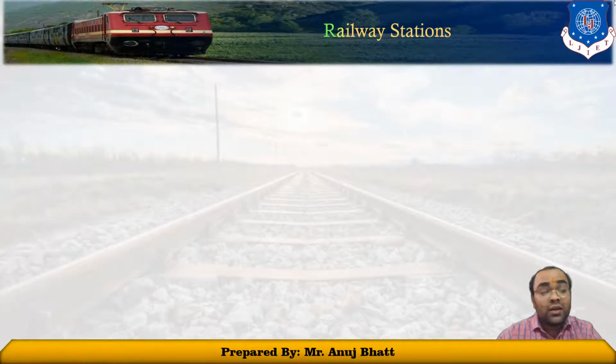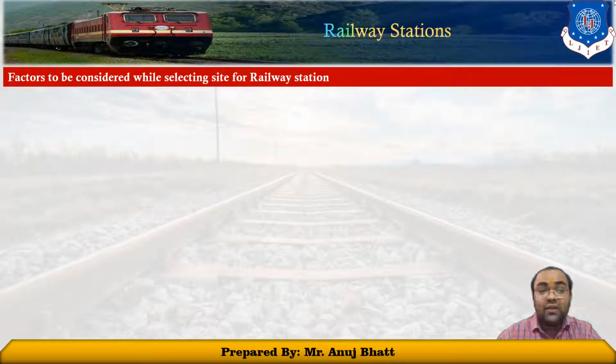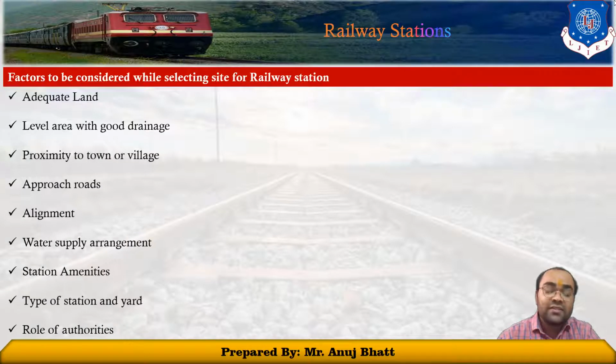What are the factors that should be considered while we select a particular site for constructing a railway station? One factor is adequate land. We need to check whether the area is sufficient, because as per the requirement we need to provide more than one platform, a number of tracks, as well as a few facilities. So we need sufficient land.